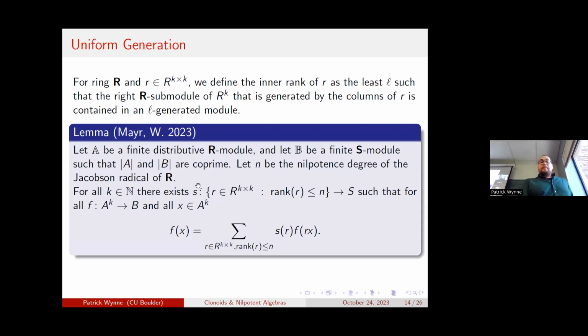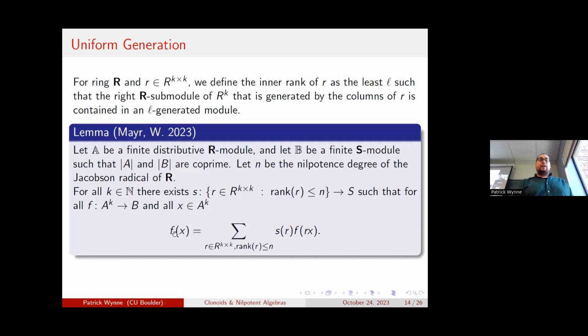Then we have a function S that takes in our k by k matrices of rank at most n, and outputs elements of S, the ring over which B is a module, and we get that f for any f is equal to the sum of S(R) times f(R times x). So we have this nice linearity condition that holds again for any function f from one finite module, which happens to be distributive, into another finite module of coprime order.